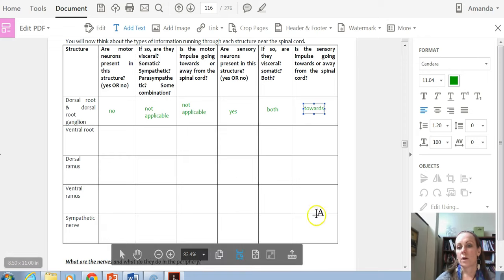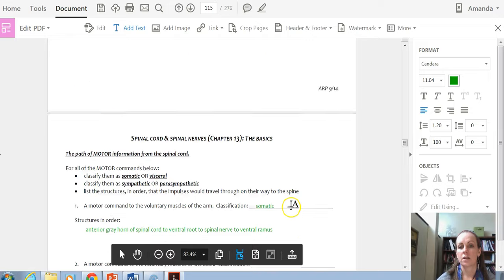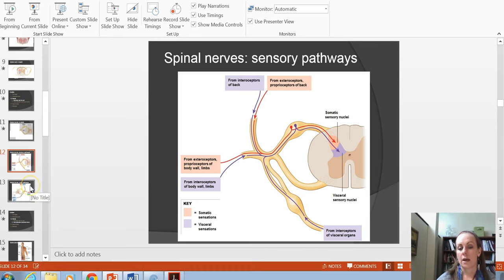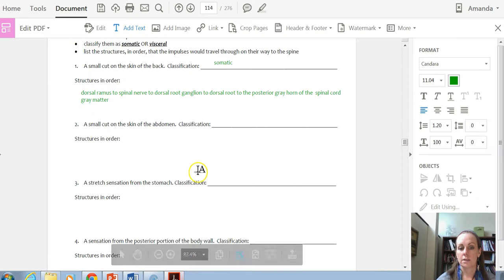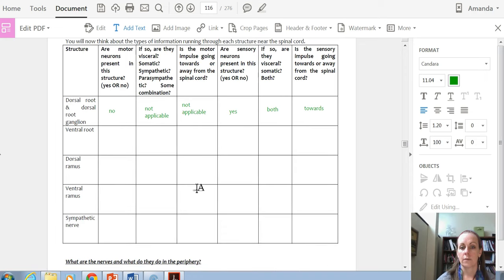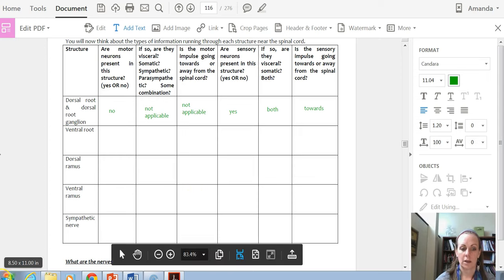Okay. So what I'd like for you to do is go through the rest of these structures, either look at the information that you filled out in these 2 pages previous, or look at these figures and ask yourself, is sensory information going through? If so, what kind? Is motor information going through? If so, what kind? And continue to fill out this final chart here. And again, I would highly encourage you to check with your instructor once you've filled that out and see, did you get it right? And your instructor will be more than happy to help you.